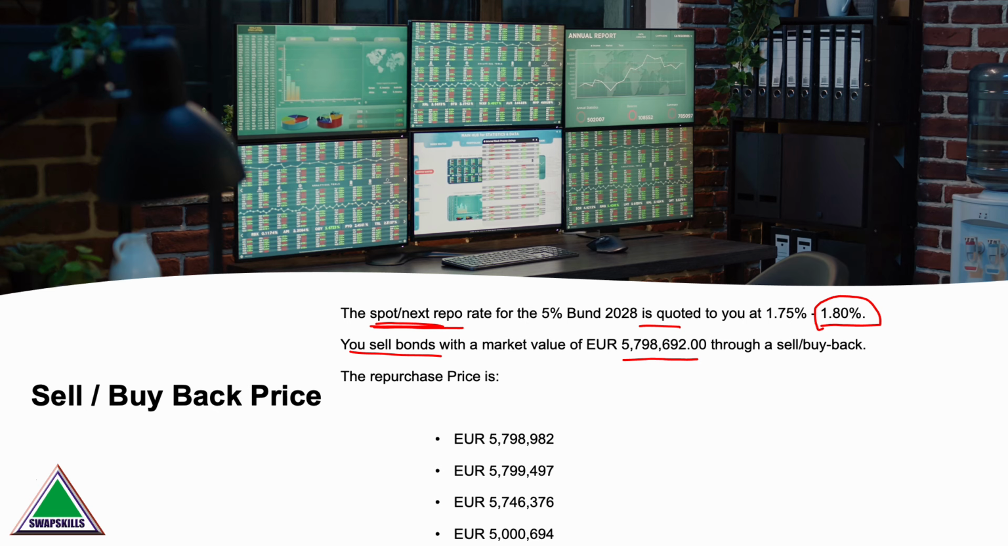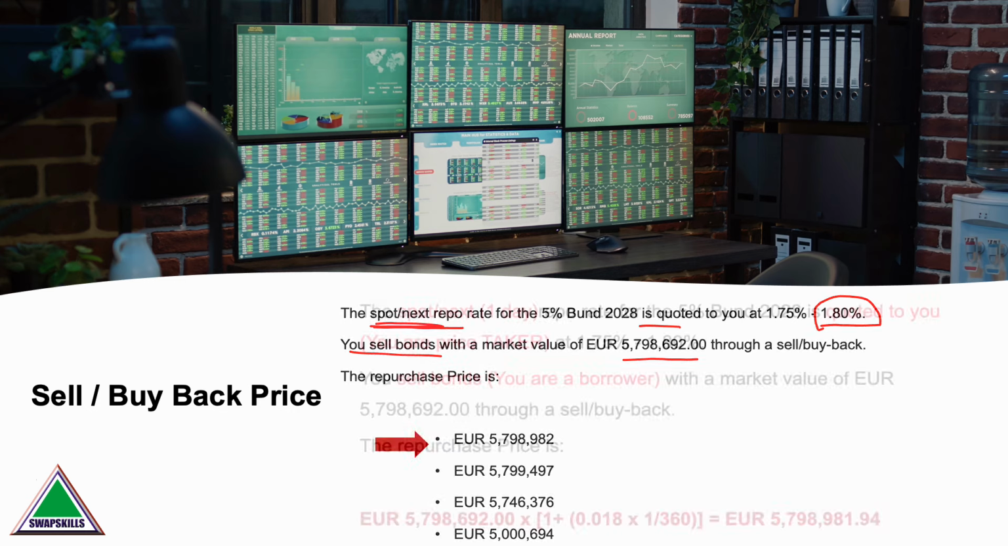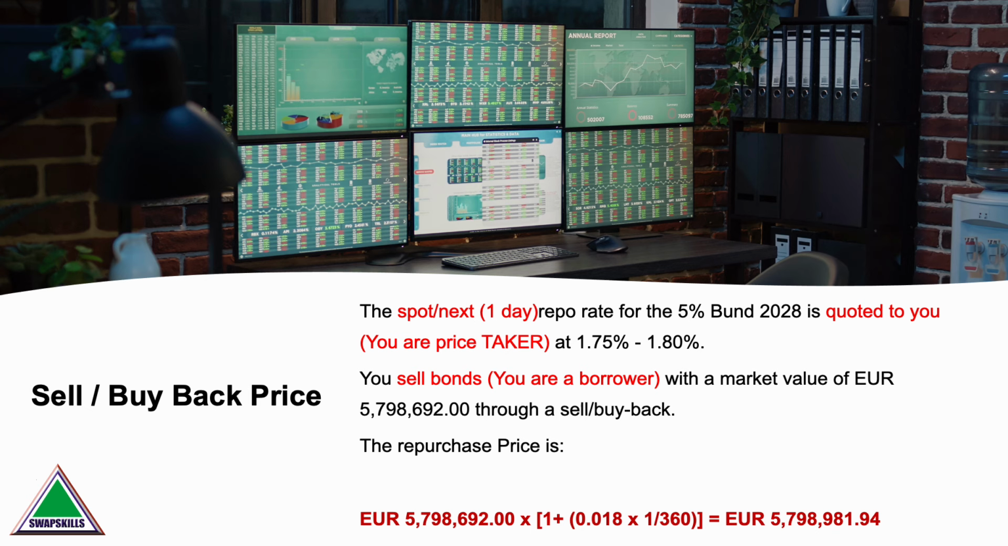So what happens is you sell these bonds, you get the cash in of 5,798,692 euros, and you're going to have to buy those bonds back 1 day later to take into account the interest that you've spent. So your principal and interest will be at the bottom here. There's the cash you borrowed, and you're going to have to pay back that cash plus your principal will increase by 1 plus the interest rate you're paying for it times 1 day spot next over 360. So that's the repurchase price for the bonds.